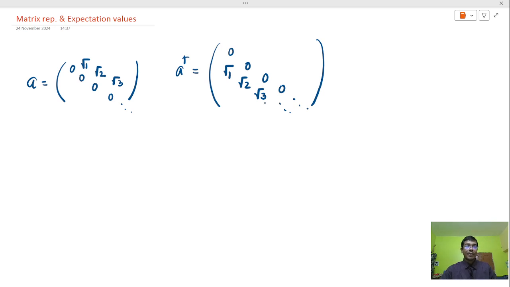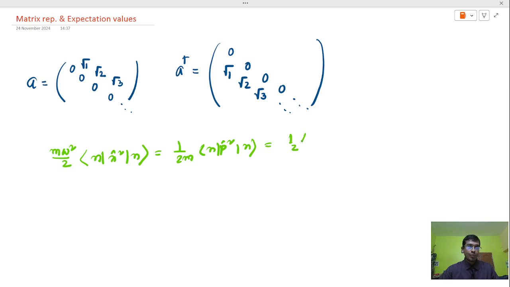And some expectation values: m omega square by 2 times expectation of x cap square in state n, and 1 by 2m times expectation of p square, is basically 1 by 2 the Hamiltonian expectation, half of the Hamiltonian expectation, and this result is known as the virial theorem, and this virial theorem also comes in our classical mechanics central force problem.